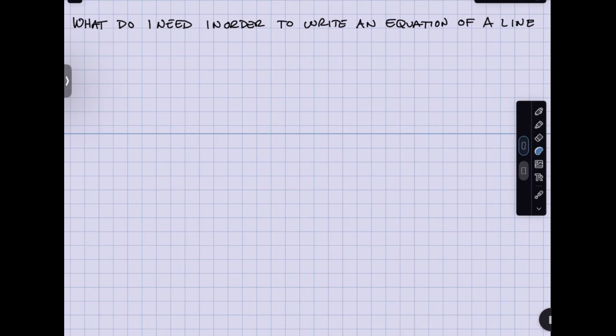So the 2 pieces of information you need is you need the slope and a point. Those are the only 2 pieces of information you need. That's important, because we always do think we need the y-intercept. Now, if the y-intercept is given, great, right? But we don't need it. We can get our own point, right?